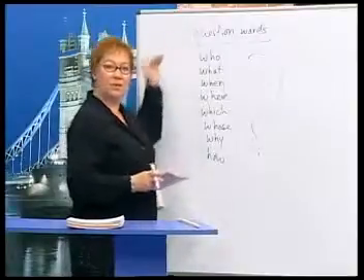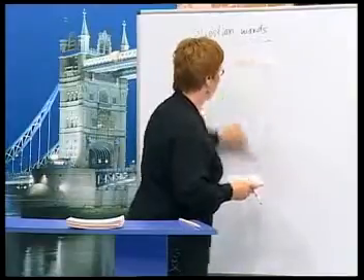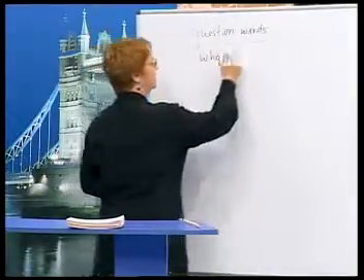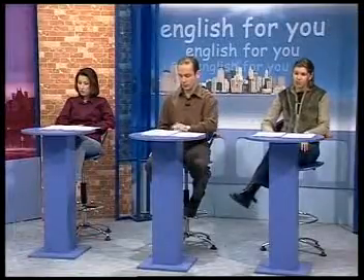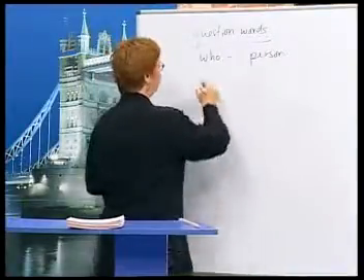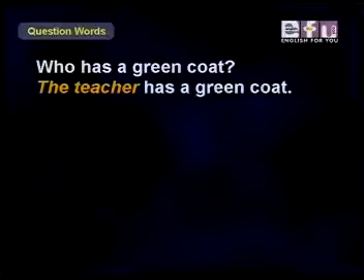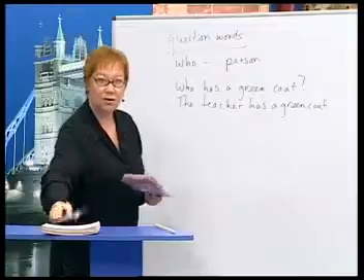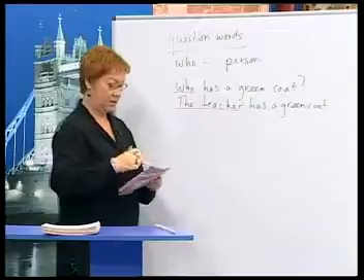Now let's look at these one by one. First, we'll look at who. Now, who asks about a person. This is for a person, a man, woman, child, teacher, a person. So here are some examples. Who has a green coat? The teacher has a green coat.